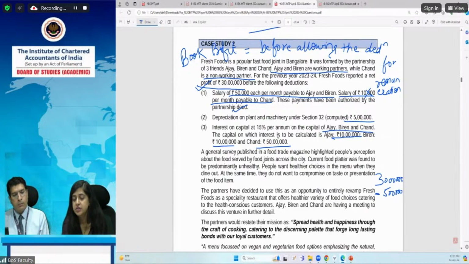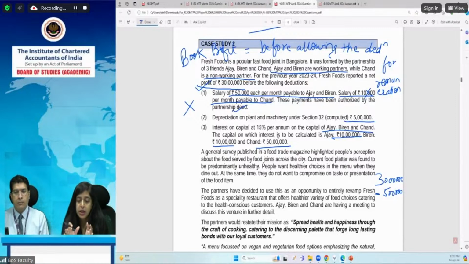Your salary, which is given 50,000, which is payable to Ajay, Viren and Chand. Whether I have to do something for that, I have to reduce it, or I have to add back this salary? No, Ayushi, it is not required because net profit is given before the deduction. If it is given after providing these deductions, we have to add back the remuneration. But here, because the net profit is before these deductions, we don't require to do anything for the salary. Depreciation we have already done.